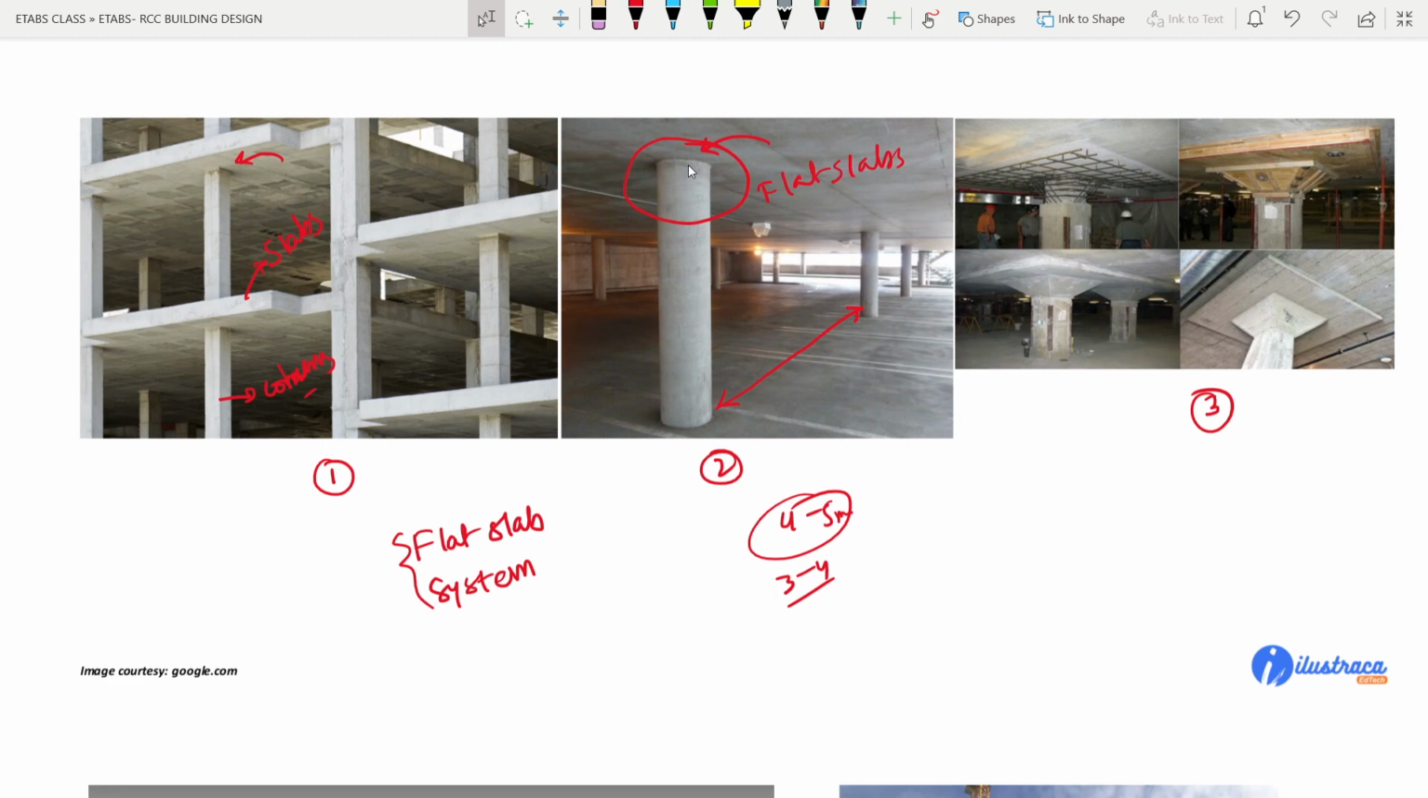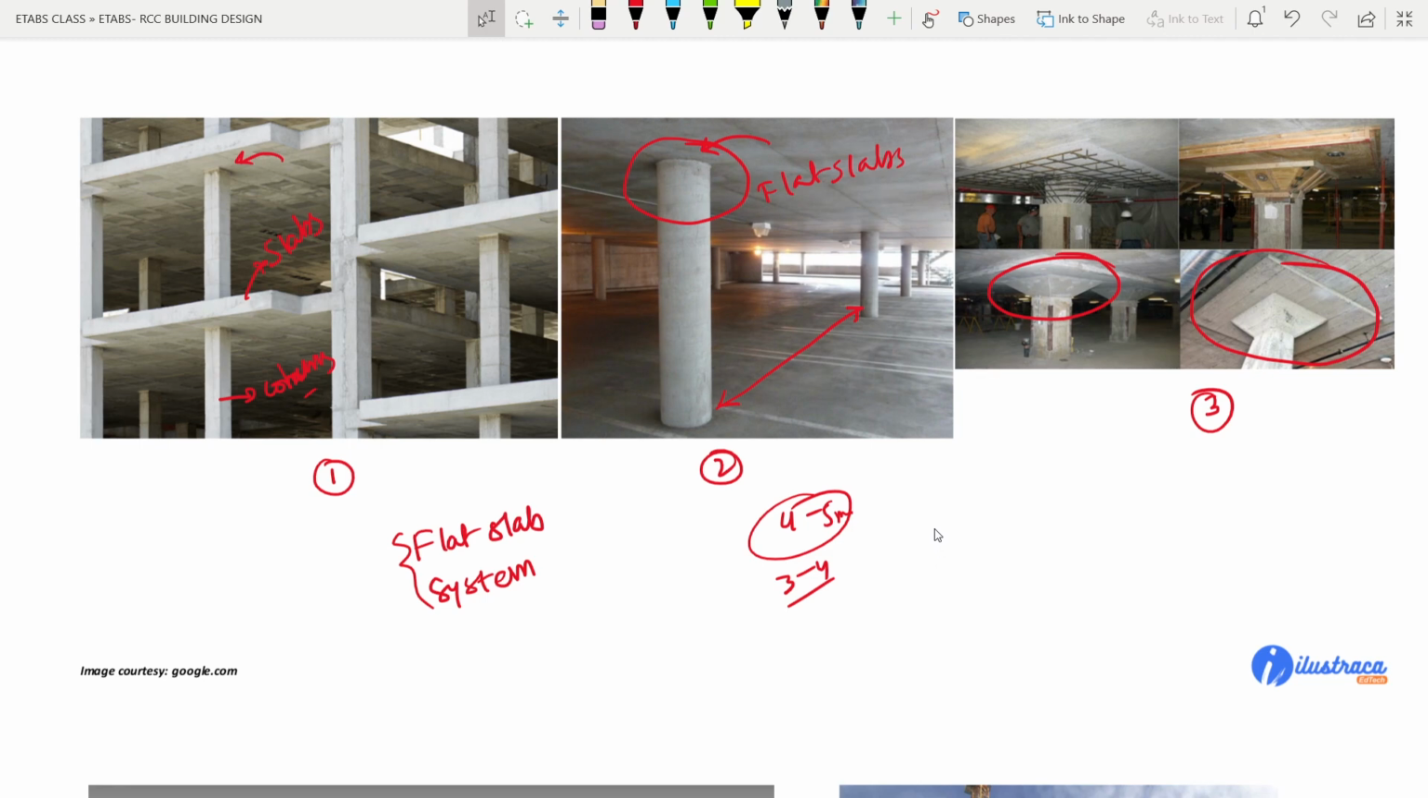Now here you see there is no extra part in this column, but here you can see there is an extra drop. We call it a drop: extra concrete provided to take the load of the slab coming to the column. These are called drops, to restrict the punching shear. There are a few more concepts regarding this, which we will touch on later, but just understand that this is also a kind of RCC structural system that we can see in different areas, maybe in minor seismic zones.